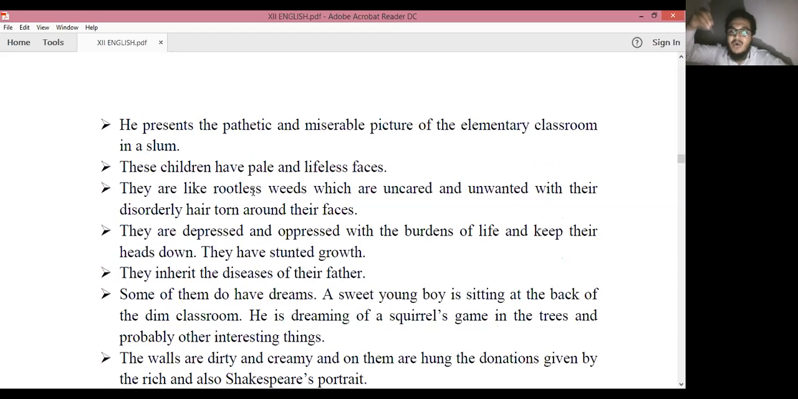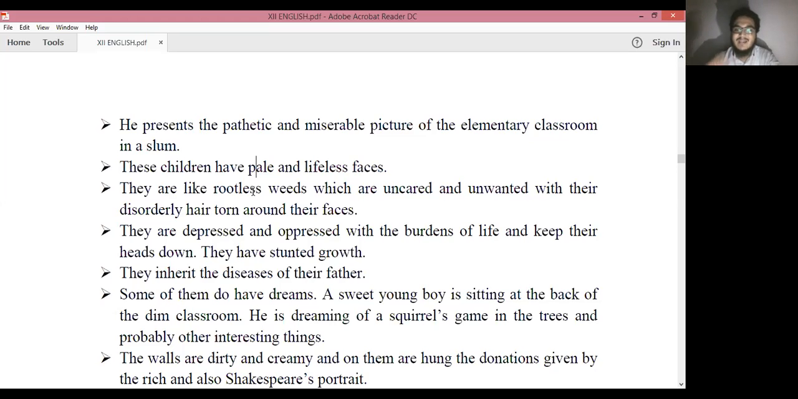When roots are taken out from the soil and are covered with mud, in a similar way their hairs are shattered, not taken care of properly, unwanted and disorderly, and their face looks very dirty, shabby, as if from long days they have not taken a bath. So you can understand the conditions they are living in and how their appearance is.